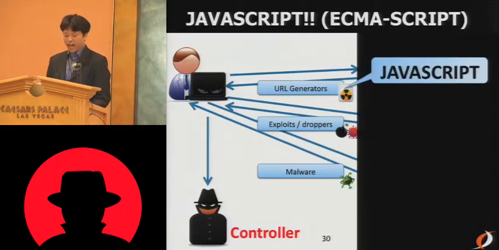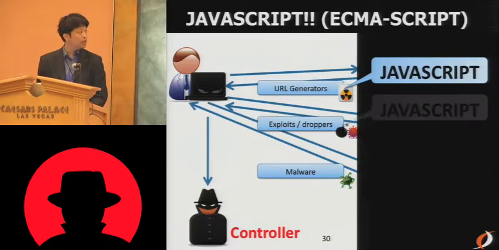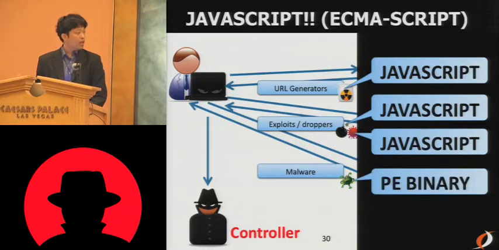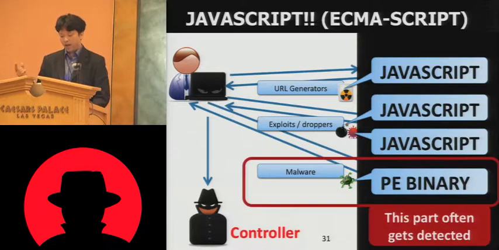In this type of attack, as you can see, the URL generators are JavaScript. The exploits and drivers are JavaScript too. The malware are PE binaries. So the malware part is often easier to detect due to two reasons. One, antivirus technologies are inherently better at detecting PE malware. And second is because these PE binaries get written to disk. And that's an obvious behavior to catch when you're monitoring for your system security.